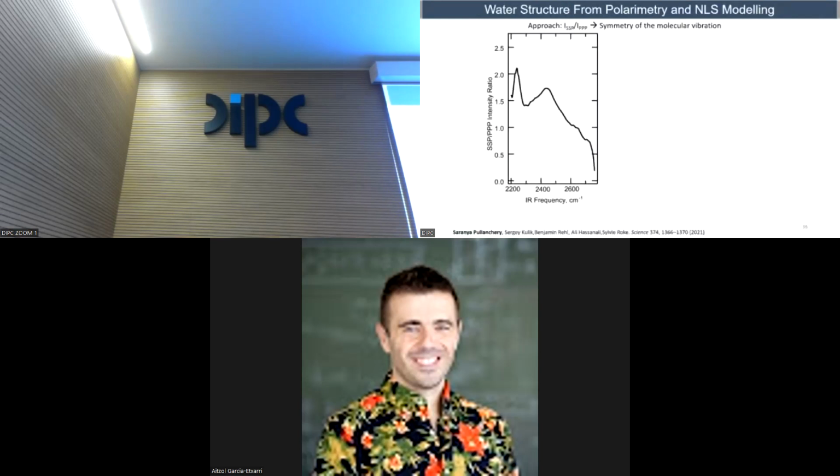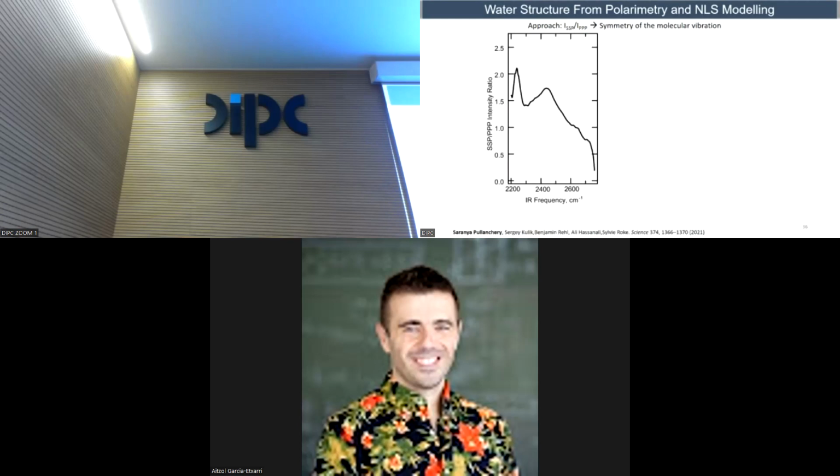So to verify that, we can use what is called a polarimetric analysis. All the measurements that I showed you were done with the SSP polarization combination of the laser beams. That means that the sum frequency is S polarized, or perpendicularly polarized, the visible is S polarized and the IR is P polarized. Now, that's very important for the nonlinear optical signal that you measure. And then you can do the same measurement with a PPP polarization combination, and you take the ratio between them. So this is a ratio as a function of the infrared frequency.